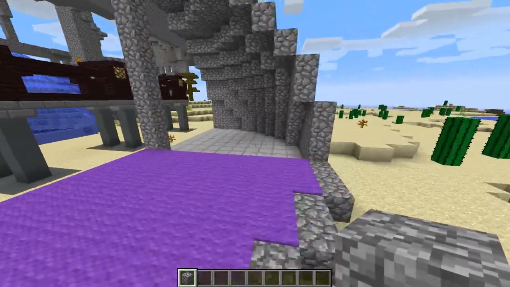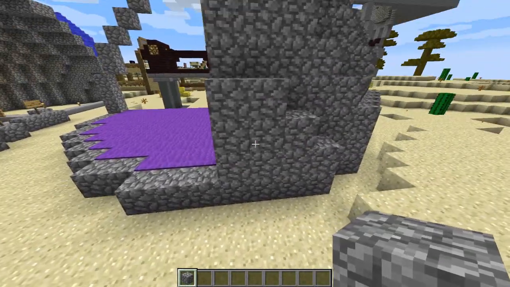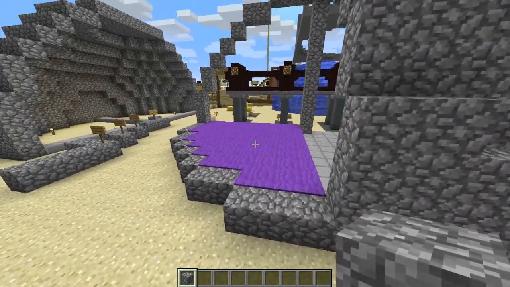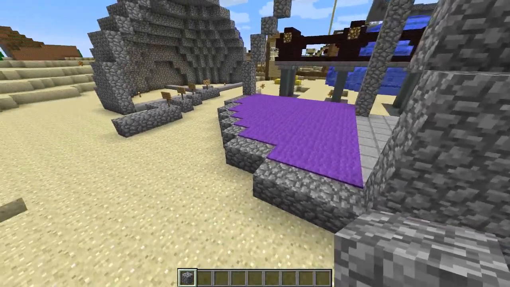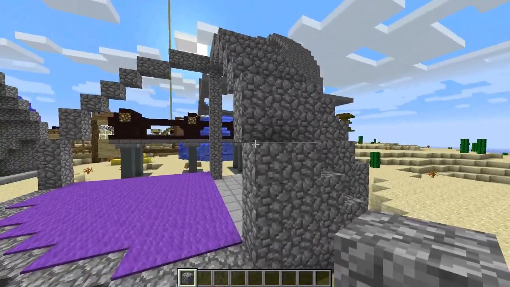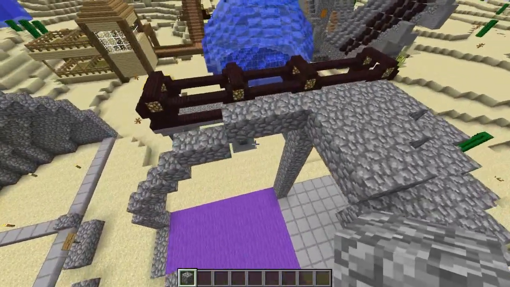Right, so spheres are not complicated. You're basically making a series of overlapping circles. Sorry, system locked was in my head there. Series of overlapping circles. Or overlapping systems even.